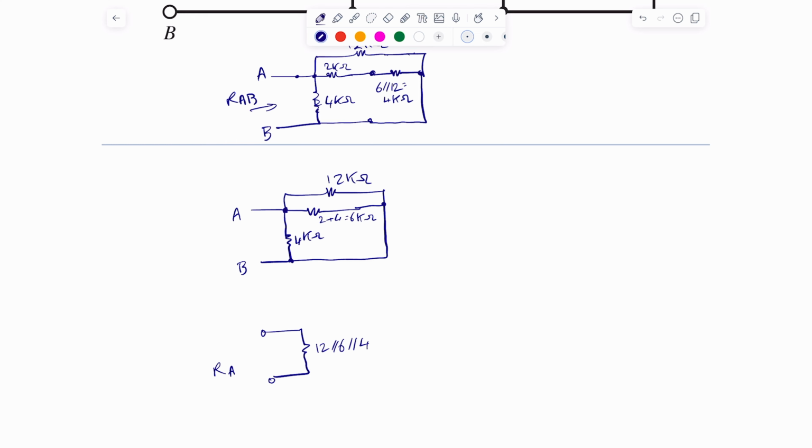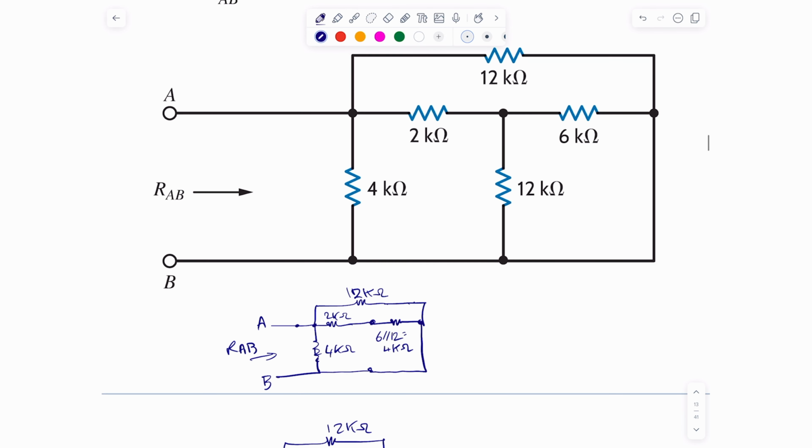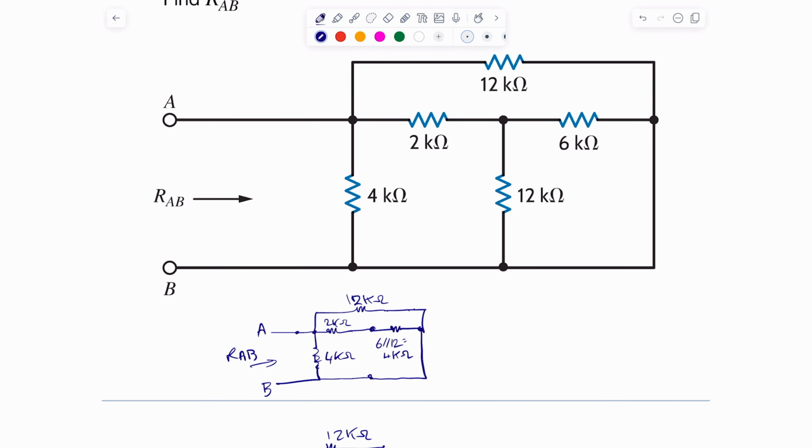And the way we compute that is simply, well, 1 over the R equivalent, or RAB, is simply 1 divided by 12 plus 1 divided by 6 plus 1 divided by 4, and then you can figure out what RAB is, which is simply 2 kilo ohms. So I was able to replace these combinations of circuits with just a simple 2 kilo ohm resistor.